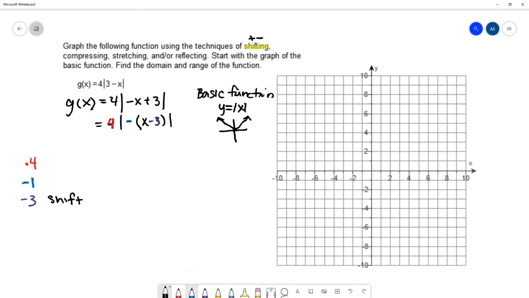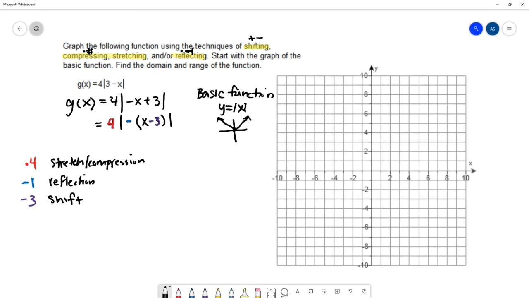Then the next category of transformations is stretching and compressing. Stretching or compressing happens when you multiply by a number. So that multiplication by 4 is going to be either a stretch or a compression. And then our final category of transformations is reflecting, and reflecting is going to happen when you're multiplying by a negative 1. So we've got multiplication by a negative 1, so we have a reflection.